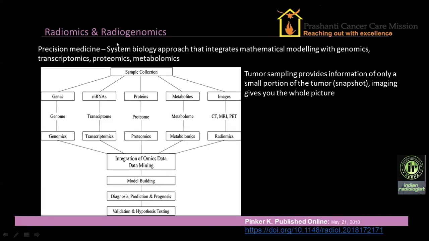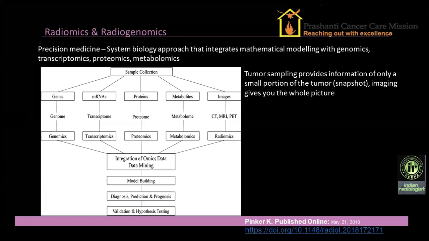Now, radiogenomics is a systems biology approach. So from the tumor sample, we can get information about the genes. There are also now assays available to get information about the mRNA transcripts, the proteins, and the metabolites. And then there is all this information that we can get from the images. Now, the advantage of imaging is that you're looking at the tumor as a whole, while in tumor sampling, we're only seeing a small portion of the tumor. So we only have a snapshot of the whole picture.